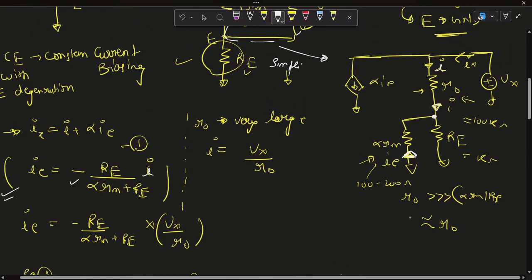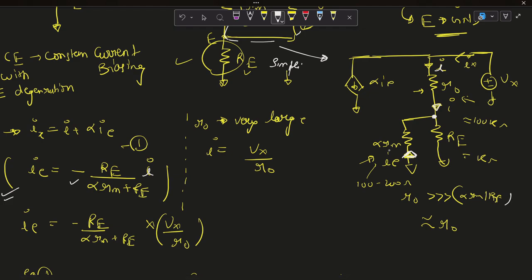R naught is very large. R naught is much greater than the parallel combination of alpha Rm and Re, as alpha Rm is around 100 to 200 ohms, and Re is around kilo ohms. So in this branch the resistance is dominated by alpha Rm, which is much smaller, around 100 to 200 ohms, so it is much smaller compared to R naught. So the overall impedance of this branch is R naught. We will assume the overall impedance of this branch is R naught.